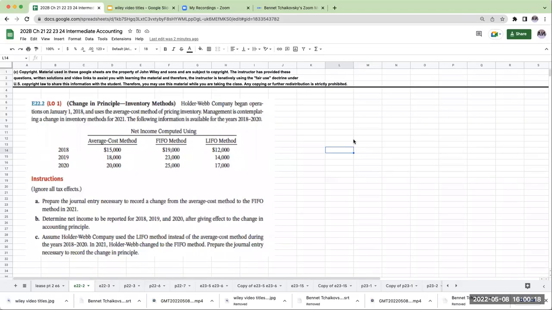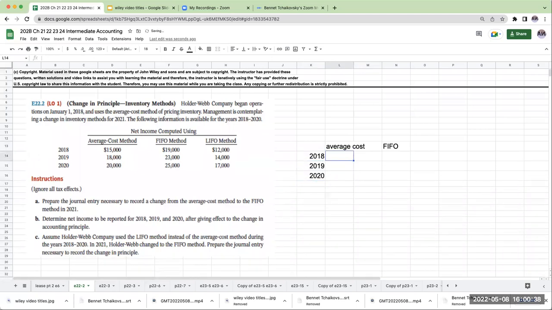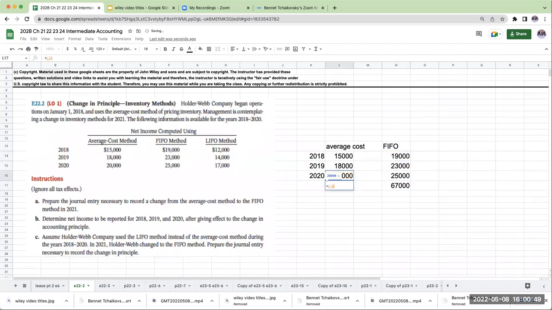Okay, so as I'm looking at this, I'm doing this for 2021. So really what I need to do is compute, if I'm going from average cost over to FIFO, my net income for 2018, 2019, and 2020. Under average cost this is 15,000, 18,000, and 20,000. And under FIFO, my net income would have been 19, 23, and 25. So my net income is going up by a total of 14,000.